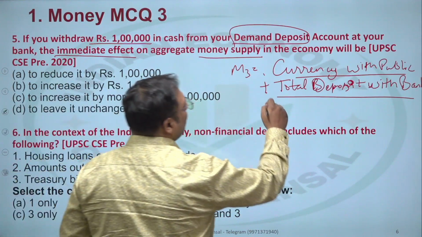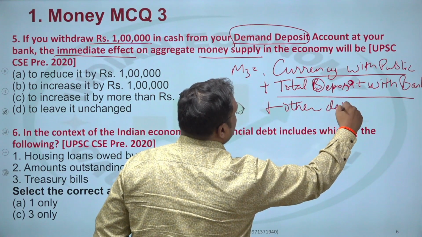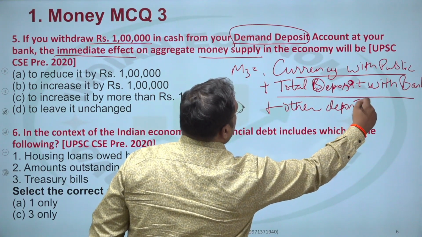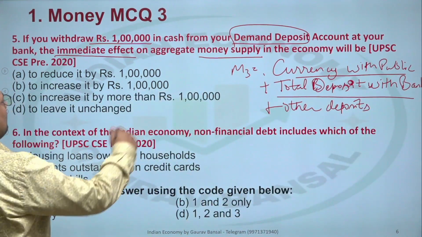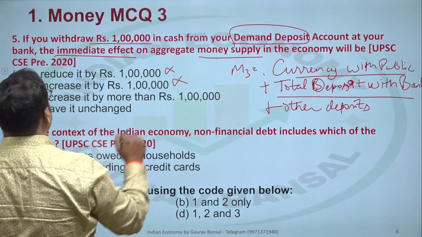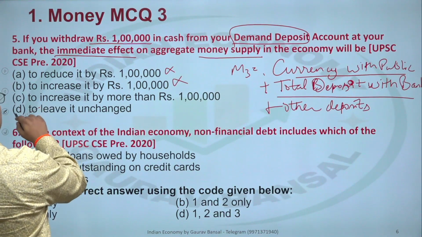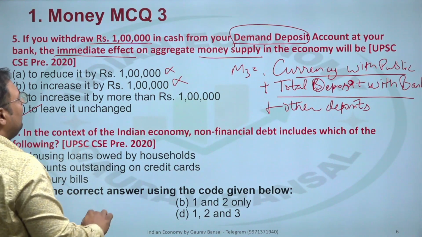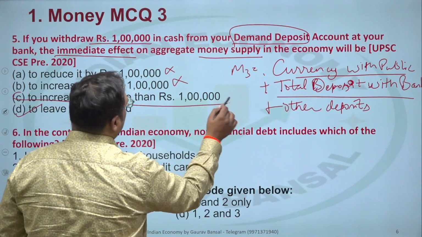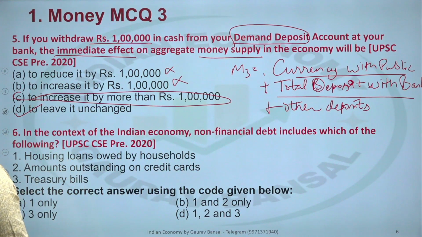Third entry over here is other deposits with RBI. They are of course not affected, so it will neither reduce nor increase. Okay, it will leave it unchanged. It could be C actually. C is also a possible option, but because immediate effect was given, C will not happen here.